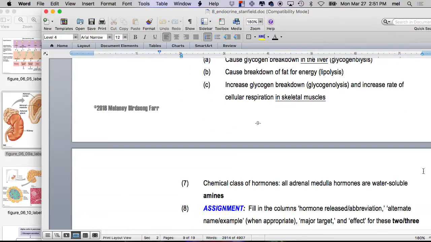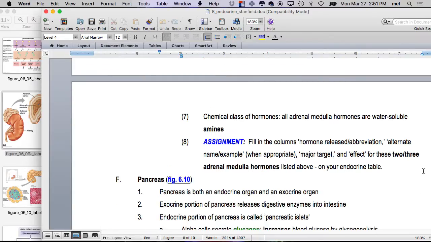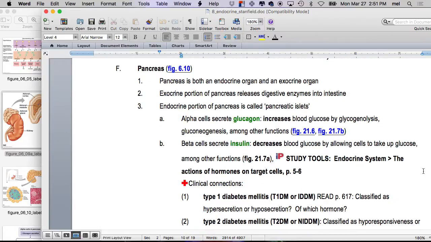You good? Okay. So the chemical class of adrenal medulla hormones, dopamine, norepinephrine, and epinephrine are all water-soluble amines. Good? And you should be able to fill in that part in your table. Okay, so now we're ready to go to the pancreas.